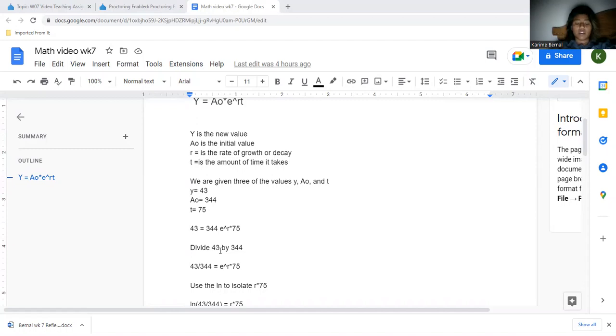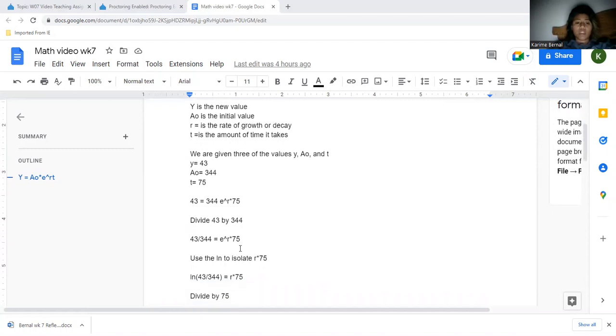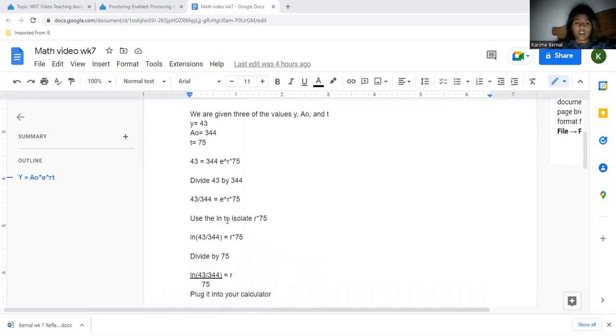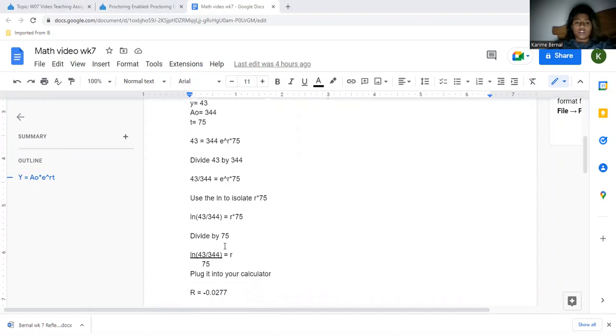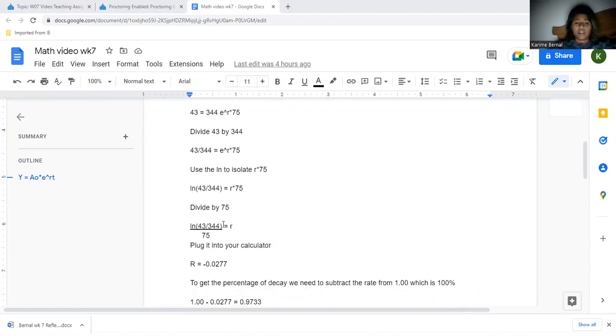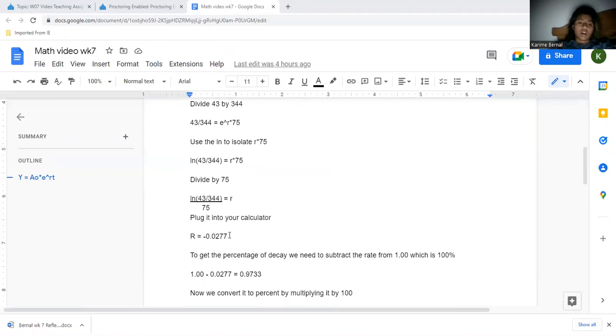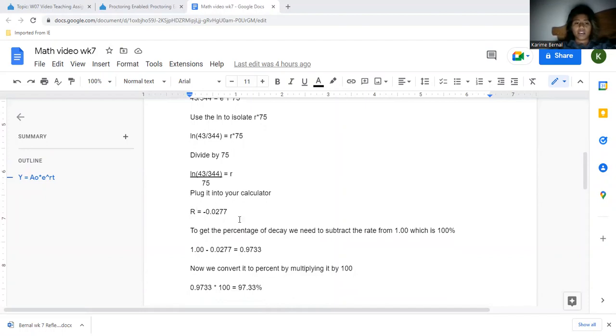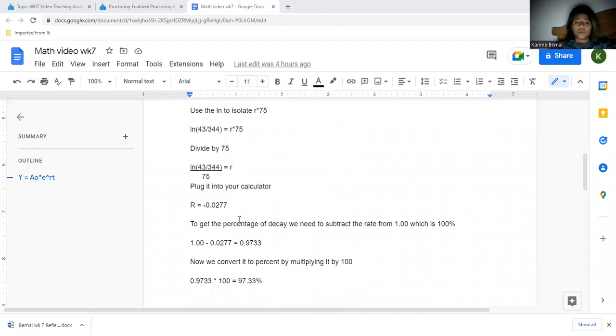You divide the 43 by 344, and then we have this. Now we isolate the natural log. We use the natural log to isolate the r times 75. So now that we do that, we get natural log of 43 over 344 equals r times 75. We divide by 75, and now we have the natural log of 43 divided by 344, divided by 75, and that gives us the r value. We put that in the calculator. We get the r value of negative 0.0277.